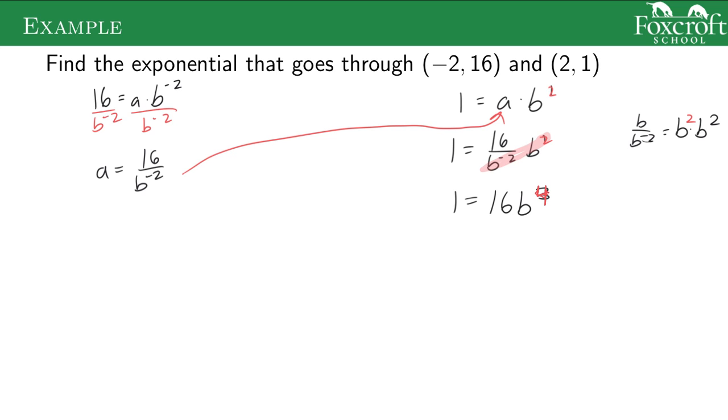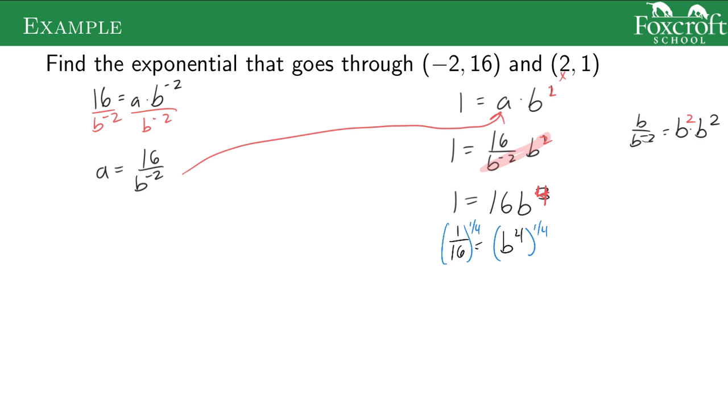Right, so one mistake, because the x value should be 2. Now I have 1 equals 16 times b to the 4th. I can divide both sides by 16. Now I have the exponent by itself, so now I can get rid of it by raising both sides to the 1/4 power, because that's the opposite of the 4th power.